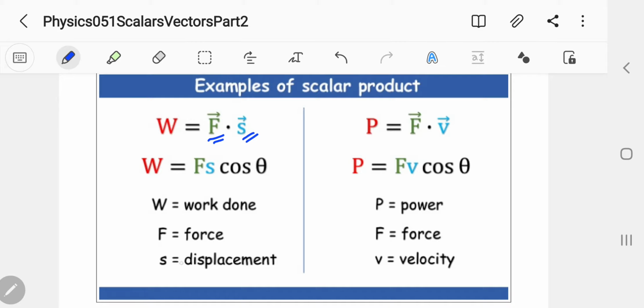This is force times the displacement times cosine theta, where theta is the angle between force and the displacement. And of course, you also have power. This is force dotted to a velocity. Ordinarily you can say power is force times velocity, but actually you're operating a dot, not an ordinary multiplication. Ordinary multiplication is only for ordinary numbers, not for vectors.